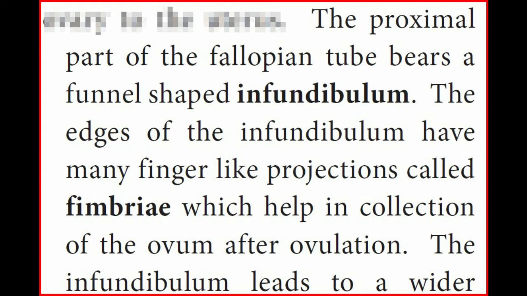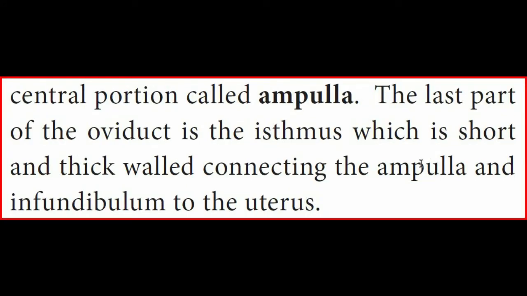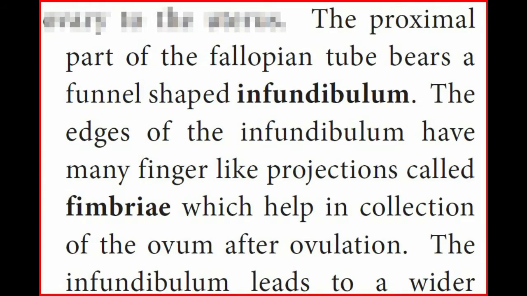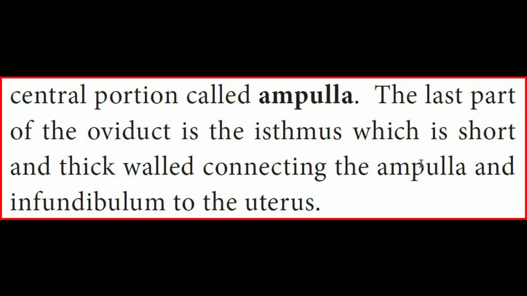Clear, children? Okay. And there is a wider central portion. It is called the ampulla. And the last part of the fallopian tube is the isthmus. Children, in the front, the infundibulum, in the middle, the ampulla, and the last part, the isthmus. These are the 3 parts in the fallopian tube. Clear, children?